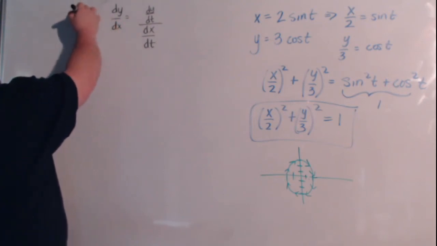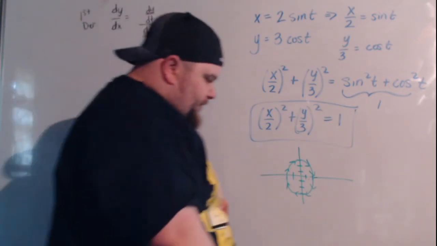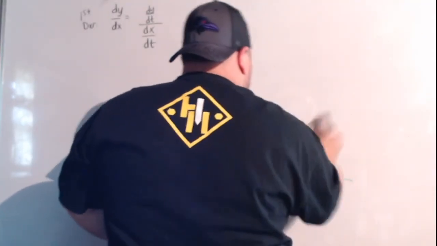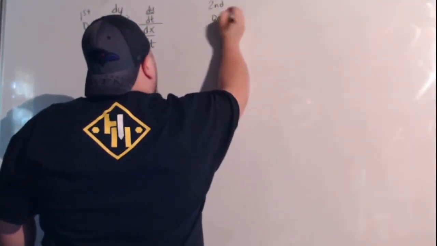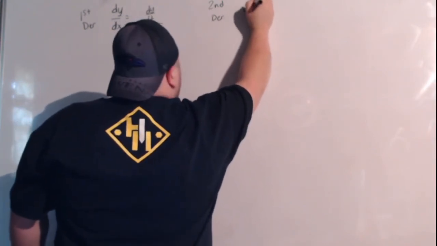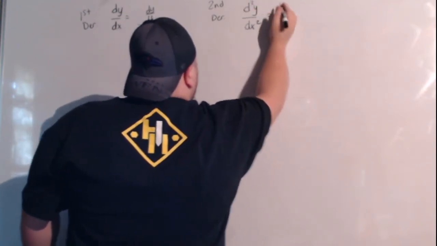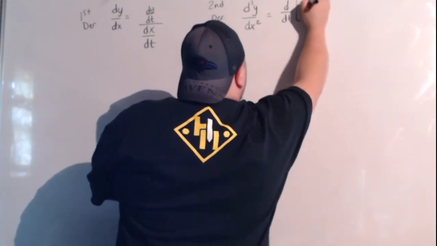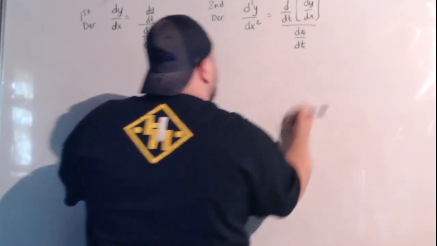So this is the first derivative, and the second derivative, d squared y dx squared, is equal to the derivative with respect to t of dy/dx over dx/dt.